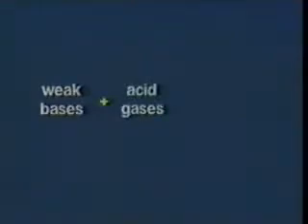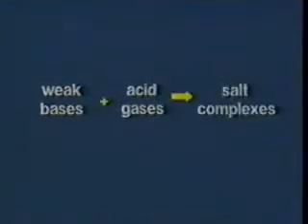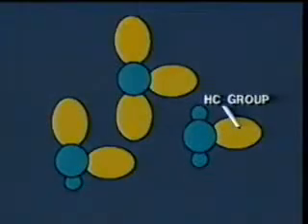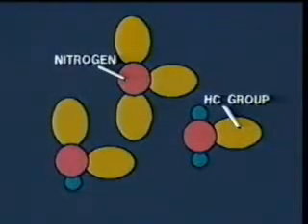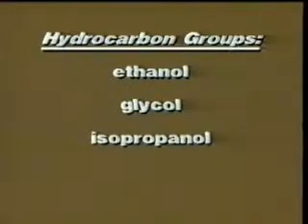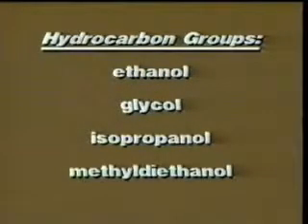Now let's talk a little bit about what amines really are. Amines are weak bases which react chemically with acid gases to form salt complexes. Amines are nitrogen hydrocarbon compounds which are categorized as primary, secondary, and tertiary, depending on the number of hydrocarbon groups attached to the nitrogen atom. Hydrocarbon groups will vary depending on the type of amine. Some common examples of hydrocarbon groups are ethanol, glycol, isopropanol, or methyldiethanol.